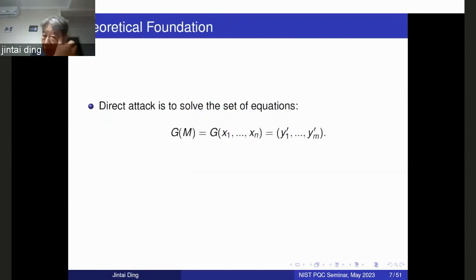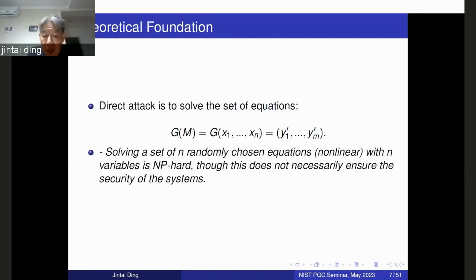Let's look at the security foundation of the system. Given the public key, sorry, here I use the index G. A direct attack is basically solving a multivariate polynomial system, which is G. Here I should type P actually: P(x1,...,xn) equals y1' to ym'.